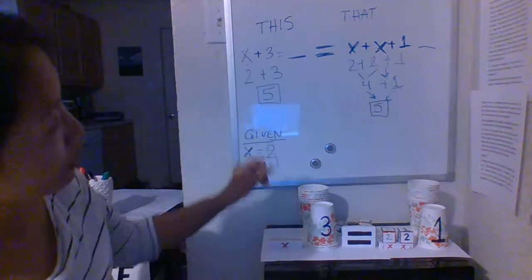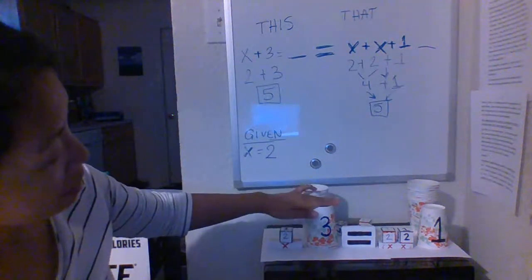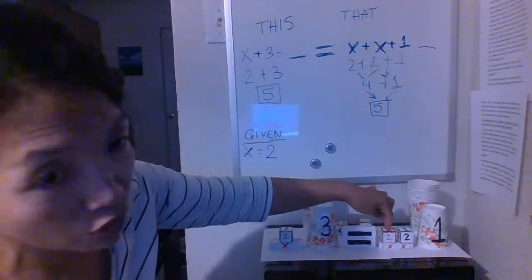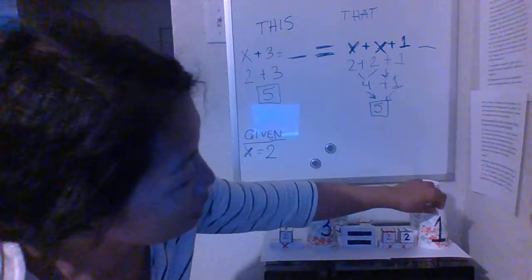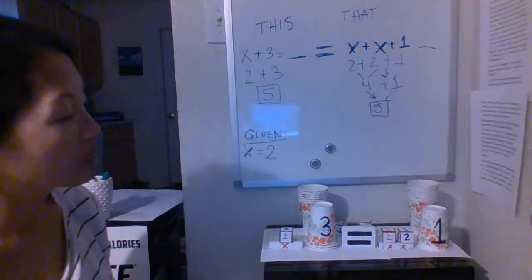I want you to look. We have 2, which we replaced with the x, plus 3 is equal to 5. And also here we have 2 plus 2 plus 1 also equals 5, okay?